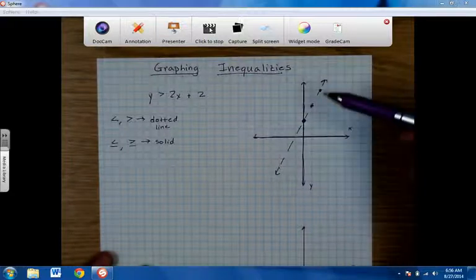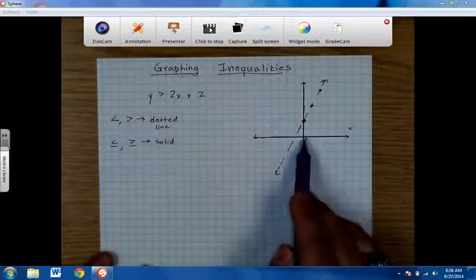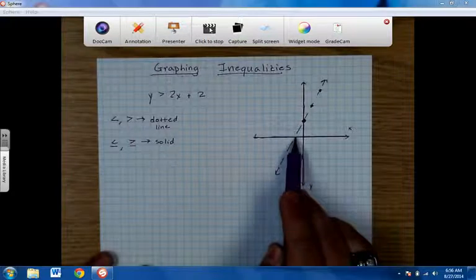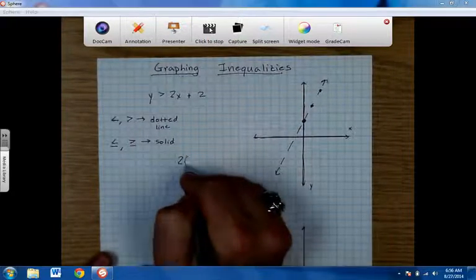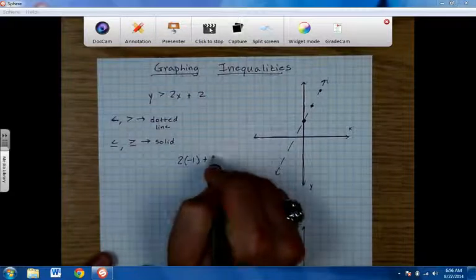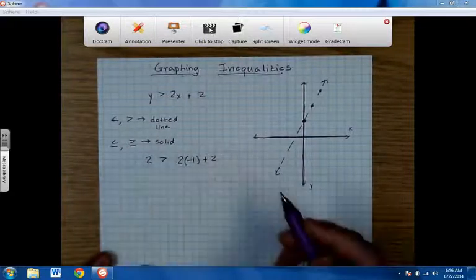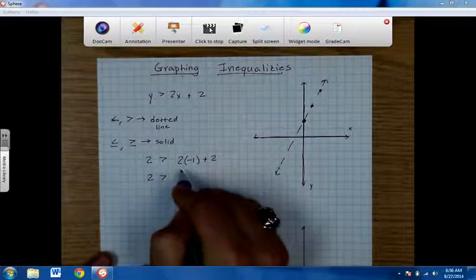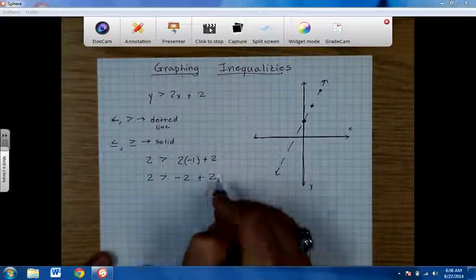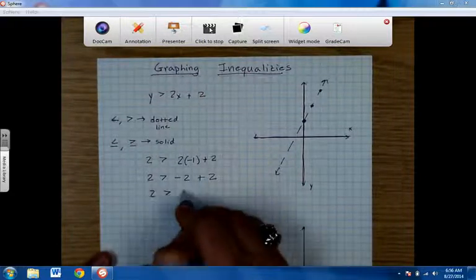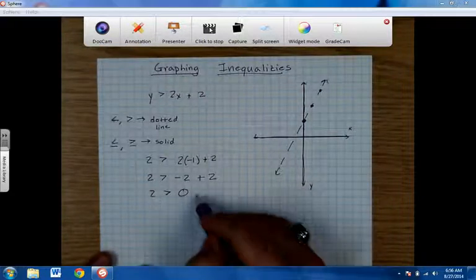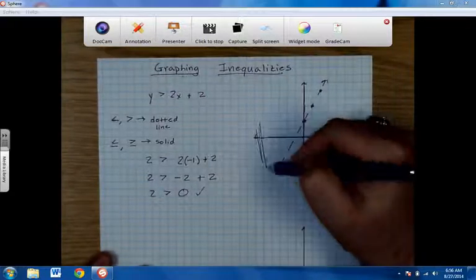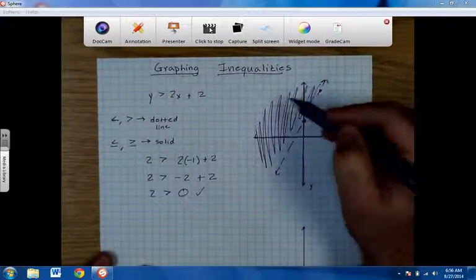Another way is to pick a test point. Here we could pick -1 and 2. We could plug -1 in for x and 2 in for y. And after we solve the equation, if our inequality is true, which this is, we would shade the region that contains that point.